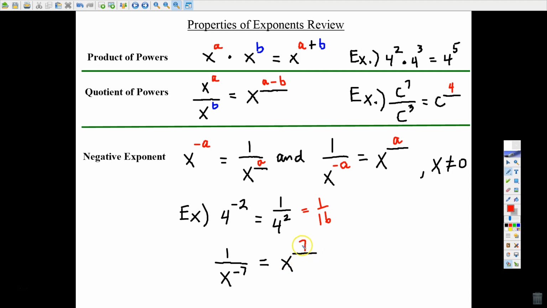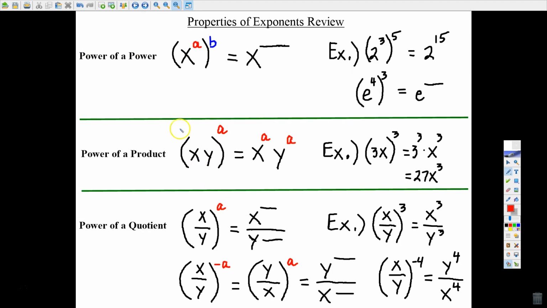Again, I'm just providing you a blank there in which to write the exponent answer for your notes. Okay, so that's the negative exponent rule, and it's all about writing the reciprocal of the base and then changing the exponent to a positive. All right, here's another. We call this the power of a power.